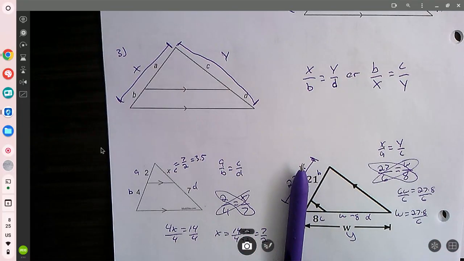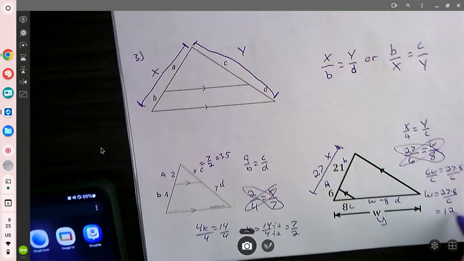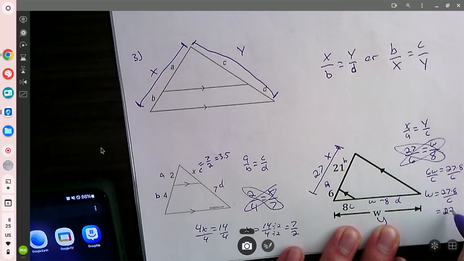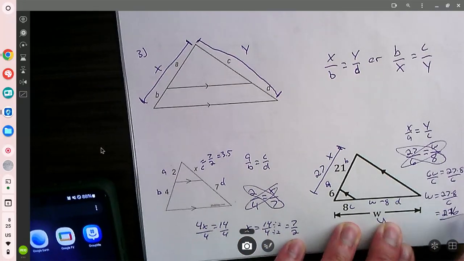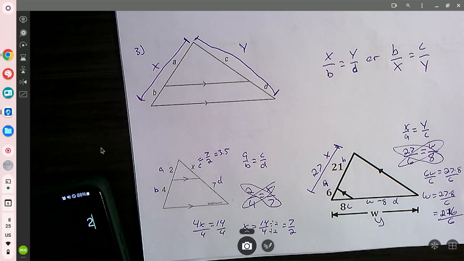I cannot do 27 times 8 in my head. 27 times 8 is 216. 216 divided by 6. It is 108. Did you guys get 108 as well?